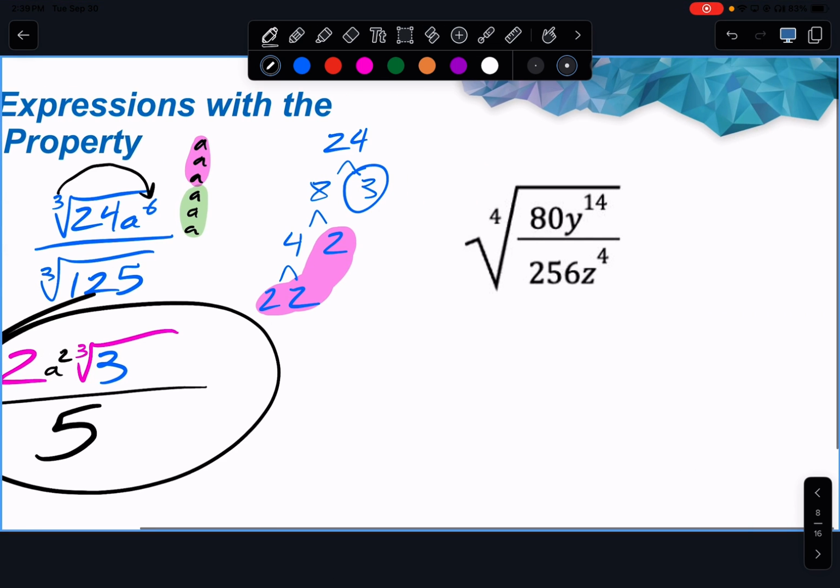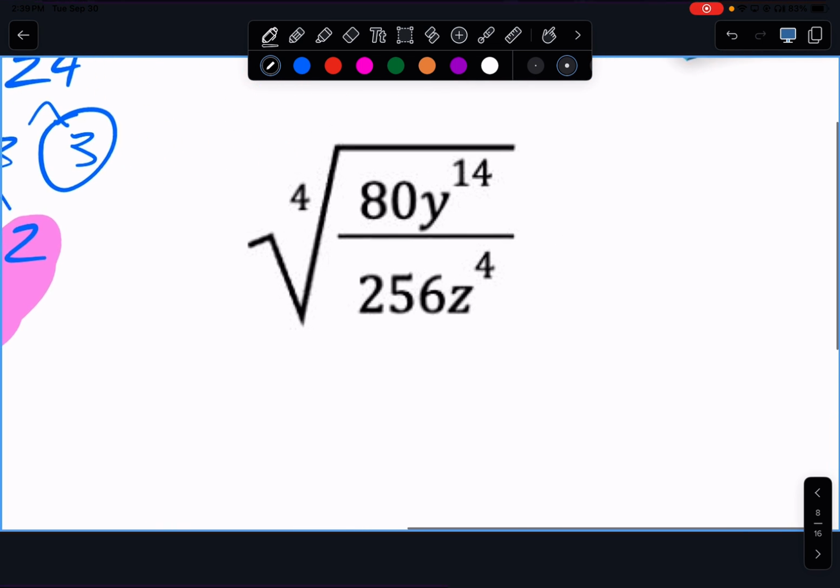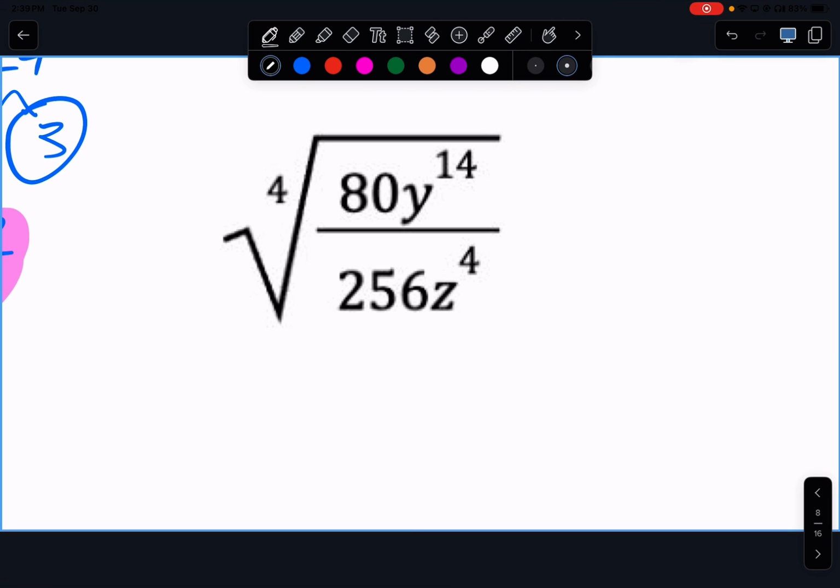Okay. I want you to try the next one. On your own, I will tell you that 256 does have an even 4th root. 16 times 16 is 256. Okay, so that means that 4 times 4 times 4 times 4 is 256, right? So the 4th root of 256 is 4. I'm going to tell you that part. The rest of it I want you to do on your own.